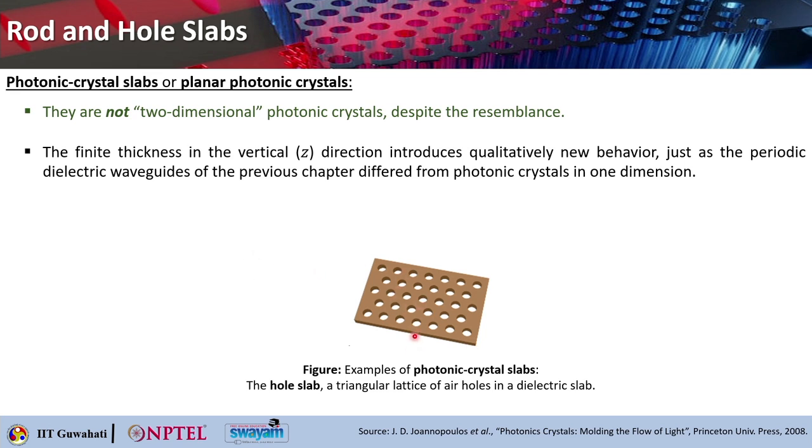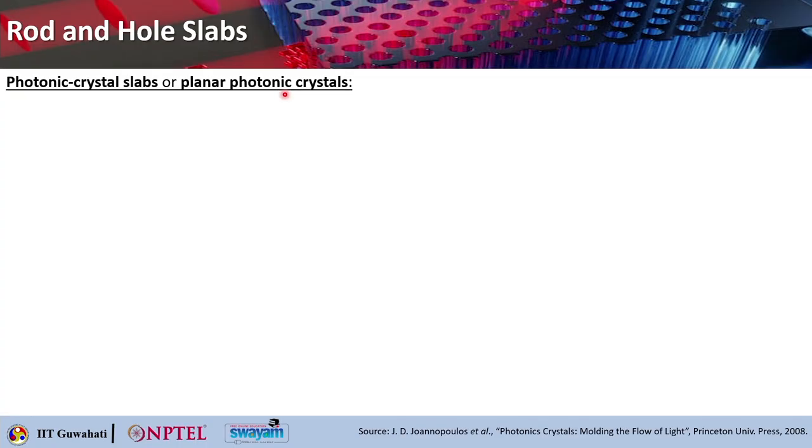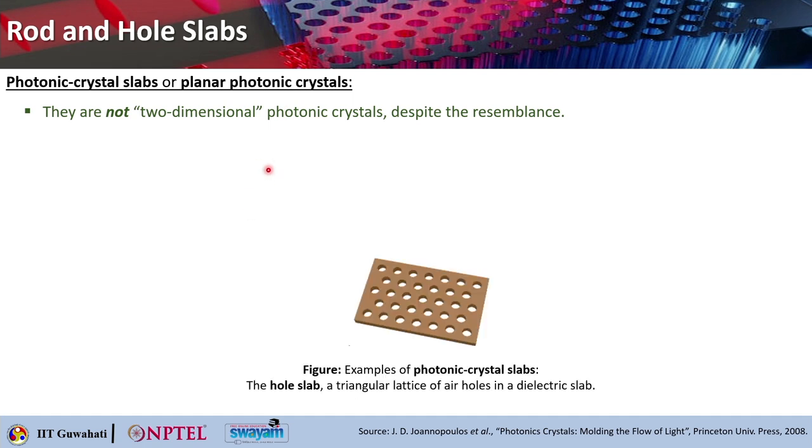This finite thickness in the vertical or z dimension, if you consider the lateral dimensions to be x and y, introduces qualitatively new behavior, just as the periodic dielectric waveguides you have seen in the previous lecture differed from photonic crystals in one dimension. So let us begin our discussion with rod and hole slabs. They are also called photonic crystal slabs or planar photonic crystals, and as we discussed before, they are not two-dimensional photonic crystals despite their resemblance.